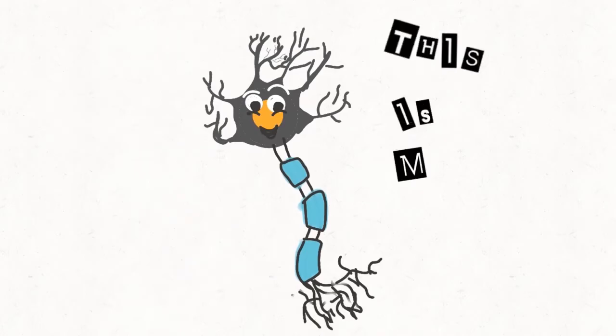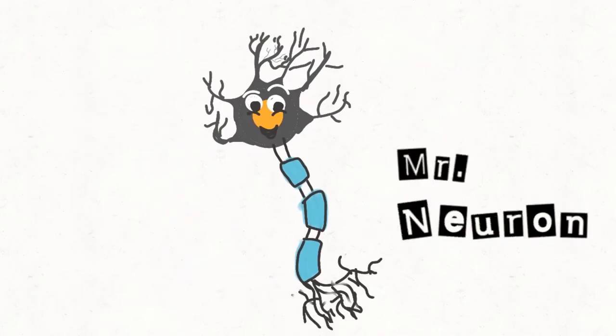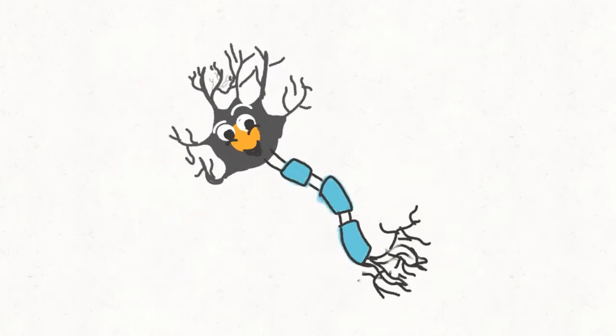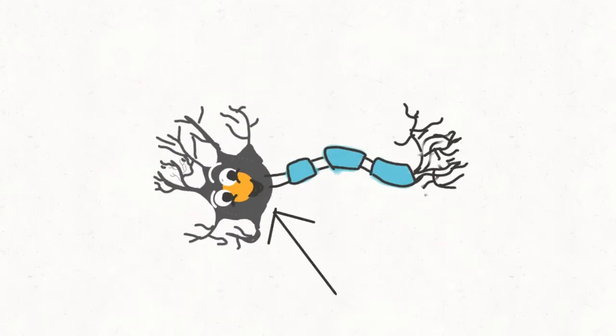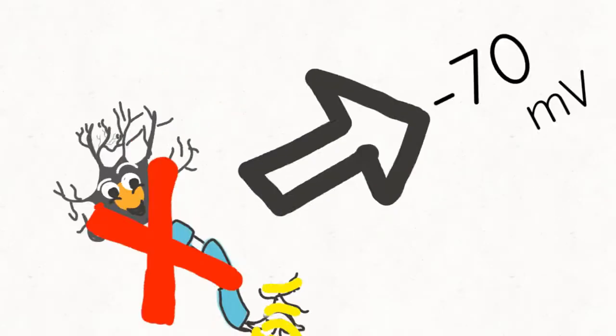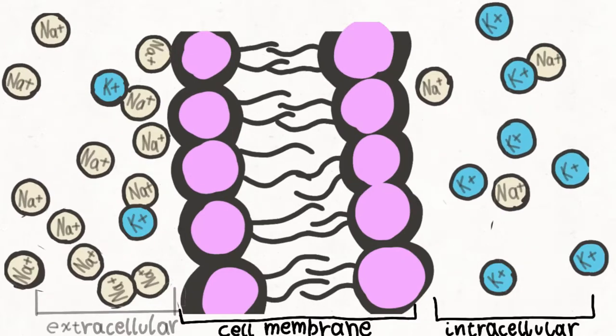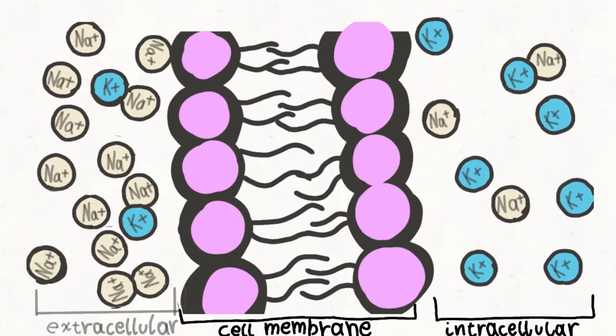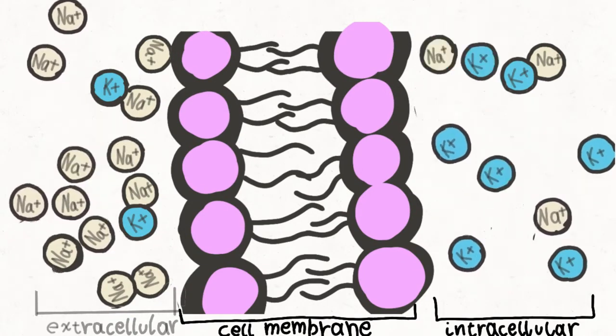This is Mr. Neuron. He is a specialized nerve cell consisting of 3 parts: a dendrite, which receives signals, a cell body, and an axon, which transmits signals. Normally, when a neuron isn't transmitting any signals, it is at a resting potential of negative 70 millivolts. Moreover, there are more potassium ions on the inside and more sodium ions on the outside. This creates an electrochemical gradient that we can exploit.